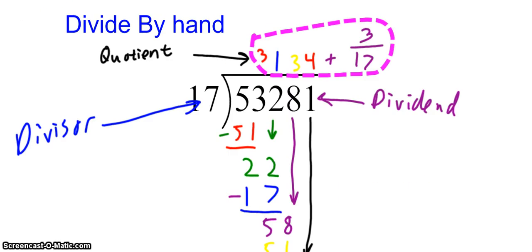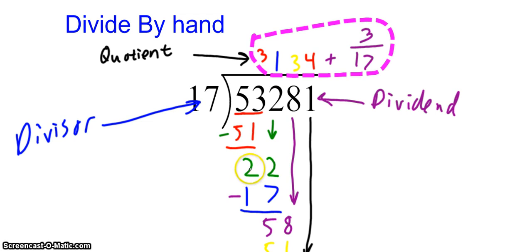So how do we go through this process if you don't remember? Well, first, we take the value here, 5. Try to do 5 divided by 17. 5 doesn't divide by 17. So then we take 53. 53 divided by 17 is 3. So I write 3 up here. Now I multiply. 3 times 17 is 51. So I write that below. Now I subtract. 53 minus 51 is 2.